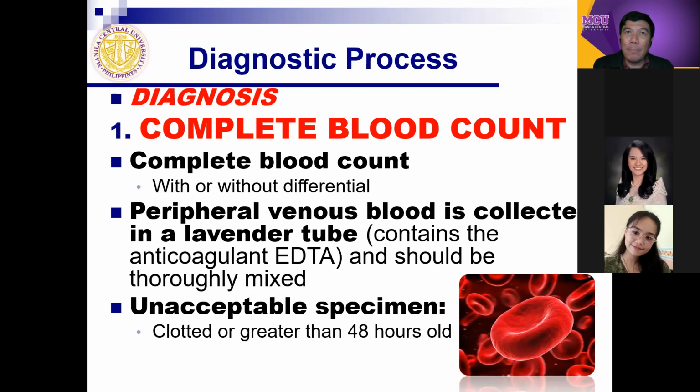The problem is, if your blood specimen freezes, your cells may not be viable anymore for testing, for microscopic evaluation. So when is the time that the specimen is unacceptable? The specimen is unacceptable if it is already clotted. You can see in the tube if it is already clotted, and if the specimen is almost 2 days old, it's 48 hours old. Okay? So this will not be acceptable.